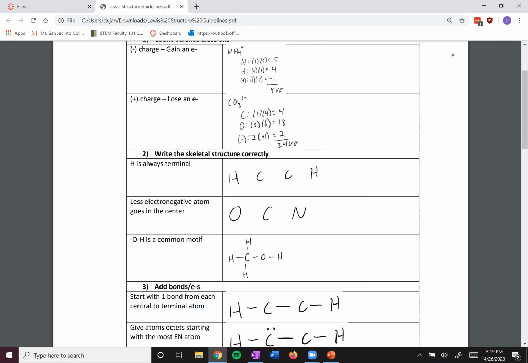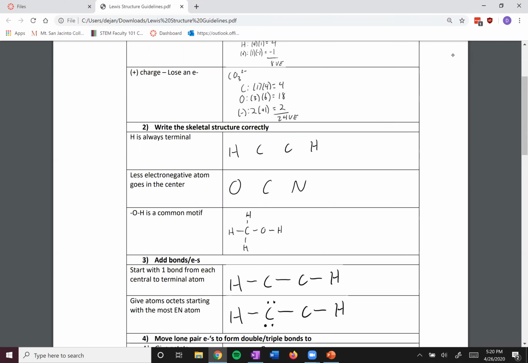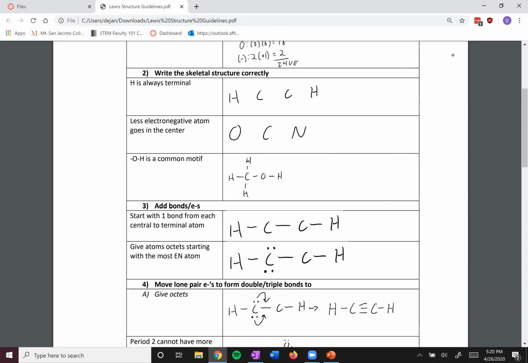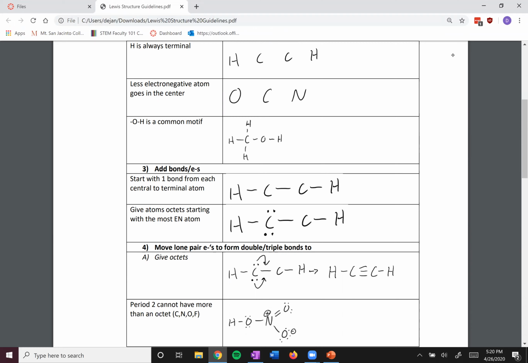The second step is to draw your skeletal structure correctly. Remember, hydrogen is always terminal, so it's always at the end. In general, the less electronegative atom goes in the center. And then keep an eye out for OH. It's a common motif that you'll see throughout chemistry. And then remember, try not to do any weird triangle, square things either. Keep things pretty simple for the most part.